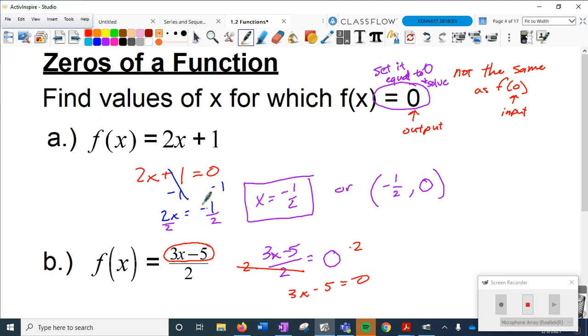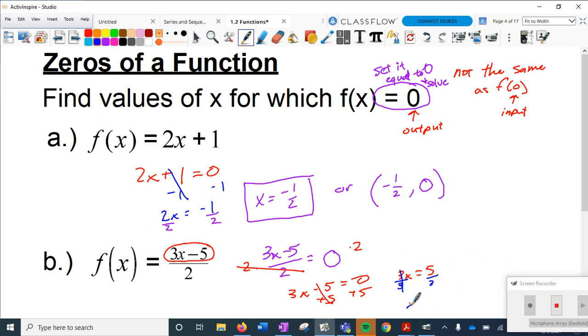And then we're back to doing something like we did up here. We do a plus 5, and that gives us 3x equals 5. Then we divide by 3. Don't worry about turning it into a decimal. All I really need is a fraction that's reduced. Just leave it as 5/3. So on this one, x equals 5/3. And again, if I ask you for a coordinate, you'll put it in as (5/3, 0), because that's the input that makes this output 0.